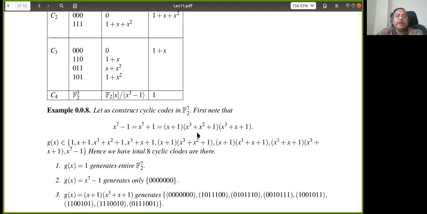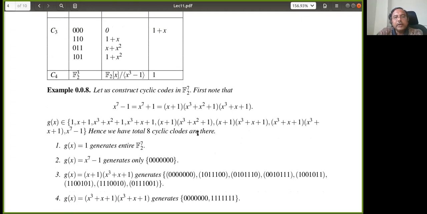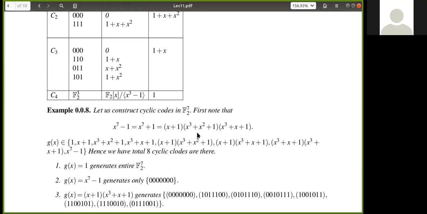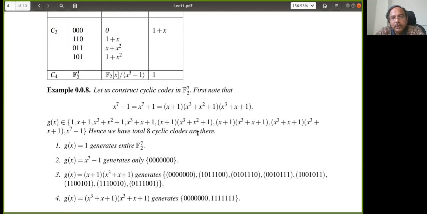Okay, so x power 7 minus 1 is also equal to x power 7 plus 1. Why? Sir, in binary, minus is the same as plus. Good. Okay, now you can check that x power 7 plus 1 is factored like this.